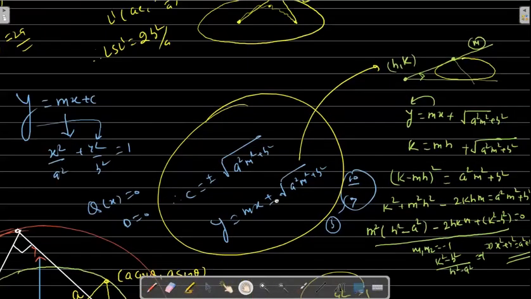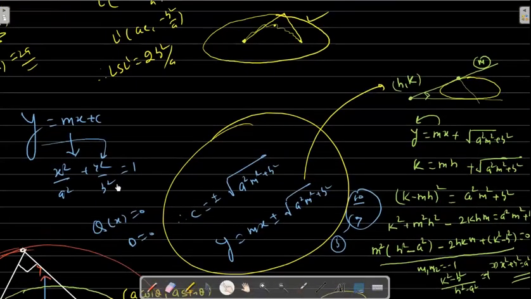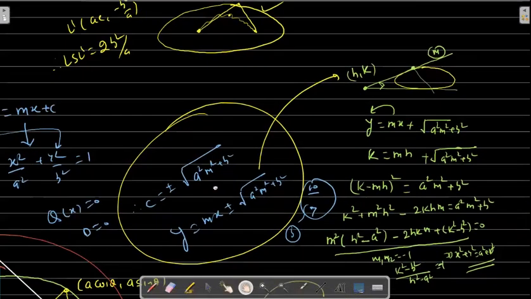Now, if you want a line y equals mx plus c to be a tangent to this ellipse, you put this y here, and you will get a quadratic in x. Put the discriminant of this to be 0. This is the condition you will get. So y equals mx plus minus root of a square m square plus b square will be the equation of the tangent for a given slope m.